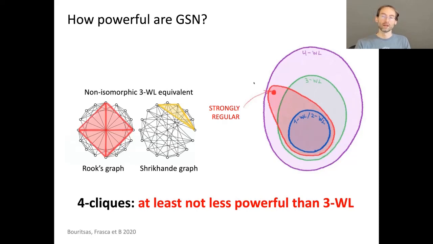So this is probably undetectable by 3WL tests. But if we count these structures, we can disambiguate them using our GSN architecture. And these can be extended to higher order graphs as well.